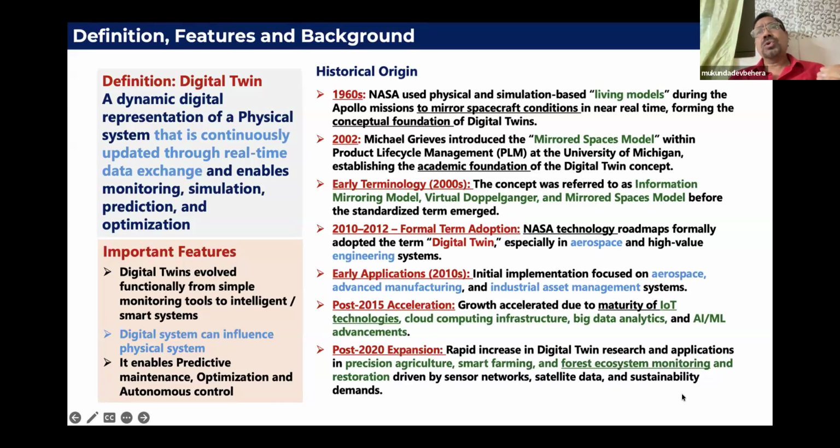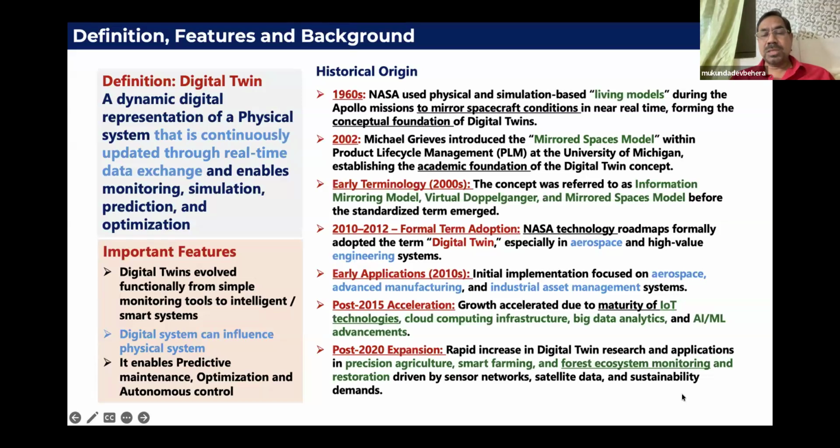So its root first came from very high value engineering systems. Something is being modeled and you try to show it in terms of a twin in a digital space. So that digital twin word was coined during 2010 to 12, dominantly in engineering systems. And coming to early application, 2010 to 2015, in terms of initial implementation, the growth accelerated due to maturity of the IoT devices.